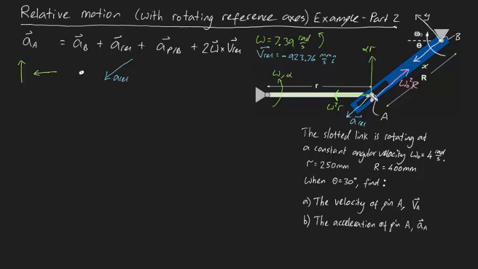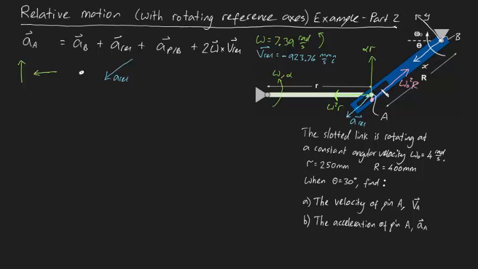But in general, it can also have a tangential component of acceleration here. But read the question carefully, and you'll notice that can't be the case. The slotted link is rotating at a constant angular velocity omega naught, which is 4 radians per second. Right, and because this is constant, which is a very important thing, that means it doesn't have an angular acceleration. Or in other words, the angular acceleration is 0.